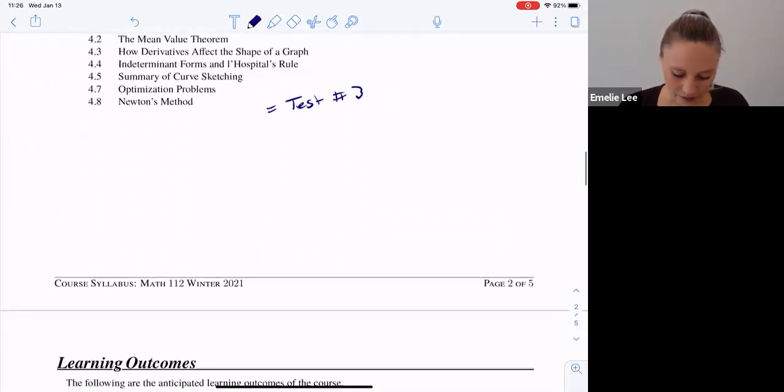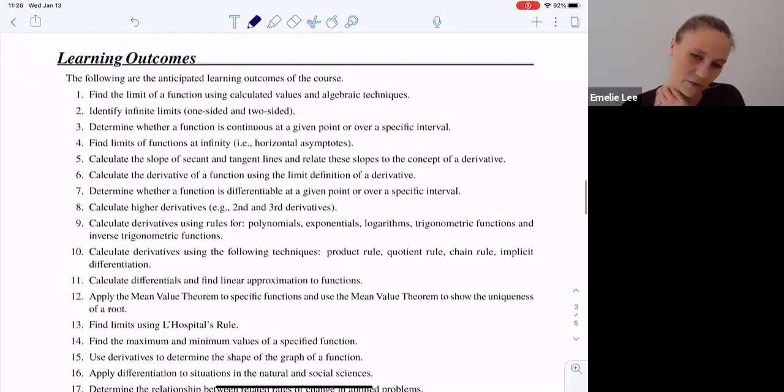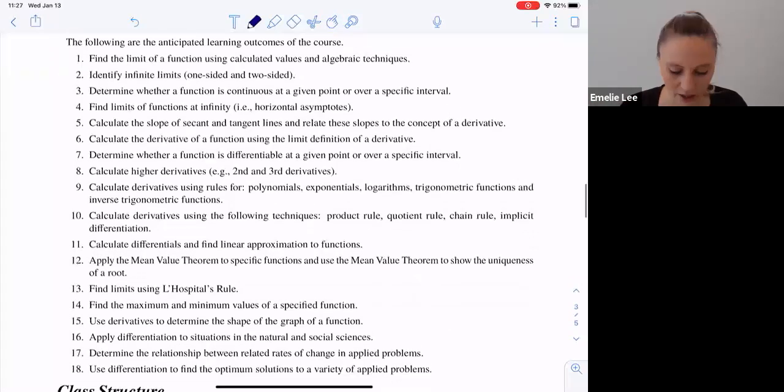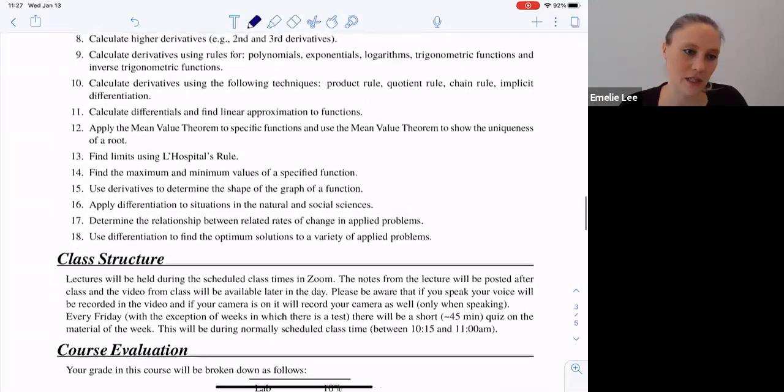Okie dokie. So we've got the learning outcomes on here. Usually learning outcomes don't really make sense until the end of the course, but it's a really good check-in point if you're studying for the final exam, for example. Then you can refer back to this and say, oh, here are all the things that I'm supposed to be able to do on the final exam. Sometimes these bullet points are vague, but for the most part, you should be going through this list and saying, oh yeah, I know how to do that. But in the beginning of the course, it doesn't really make sense.